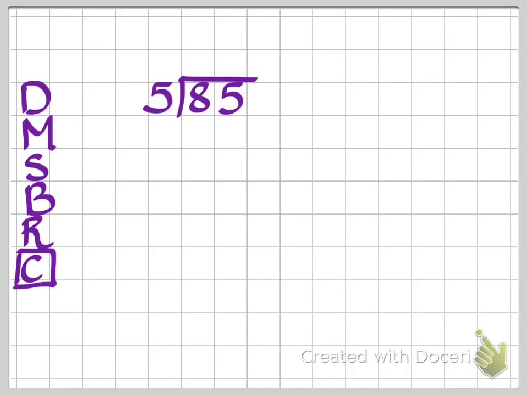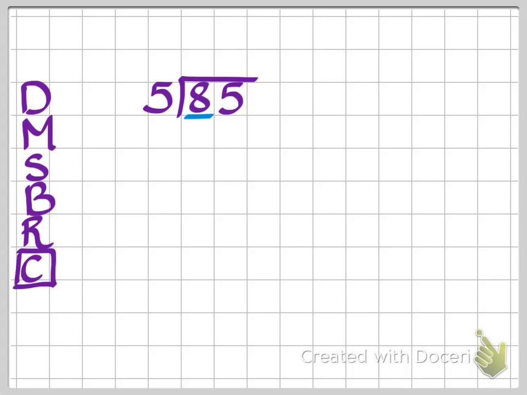Here we have our first practice problem. We have 85 as our dividend, and we are dividing that by 5, which is our divisor. So we have 85 divided by 5, and we put the Does McDonald's Sell Burgers Really Cheesy on the side, the divide, multiply, subtract, bring down, repeat, and then check, to remind us of our steps.